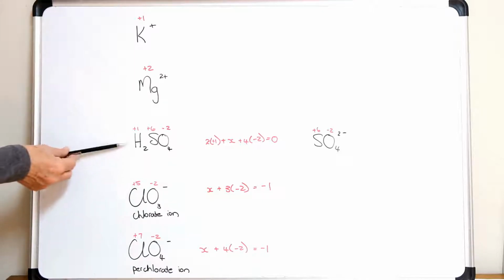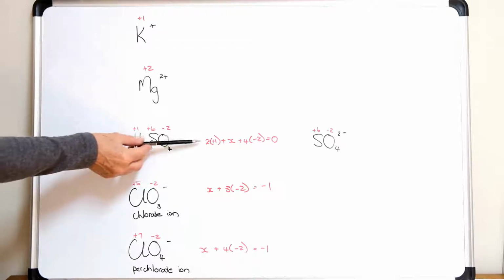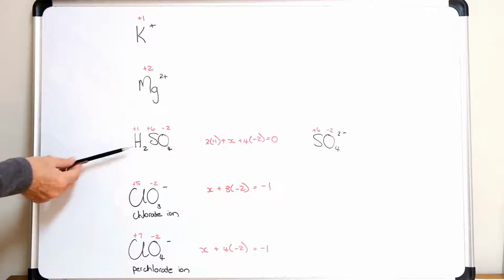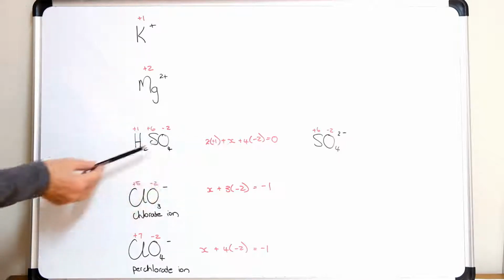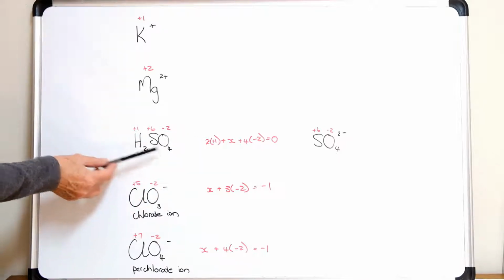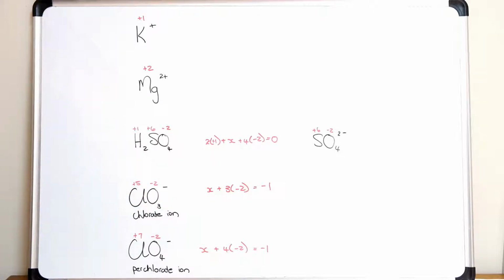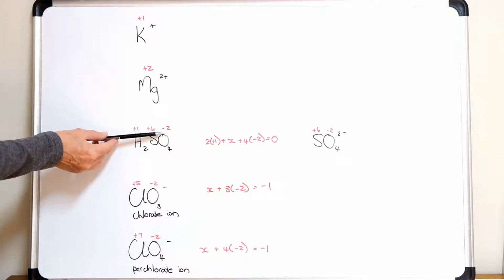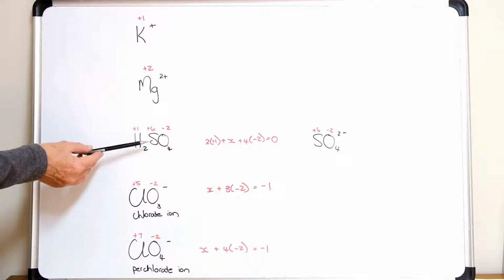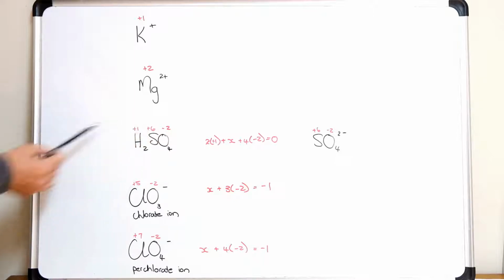In the sulfuric acid molecule, H2SO4, if we make the equation, there are 2 hydrogens, each of them positive 1. We'll make the sulfur x for now, and there are 4 oxygens, so it's 4 times negative 2. The total charge is 0 because there is no charge here. This is not an ion. So we work out x, and it ends up being positive 6. So that is the charge for sulfur in the sulfuric acid molecule.